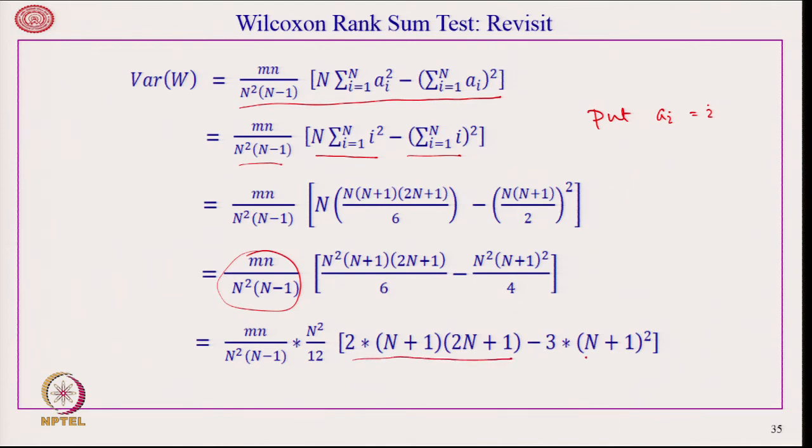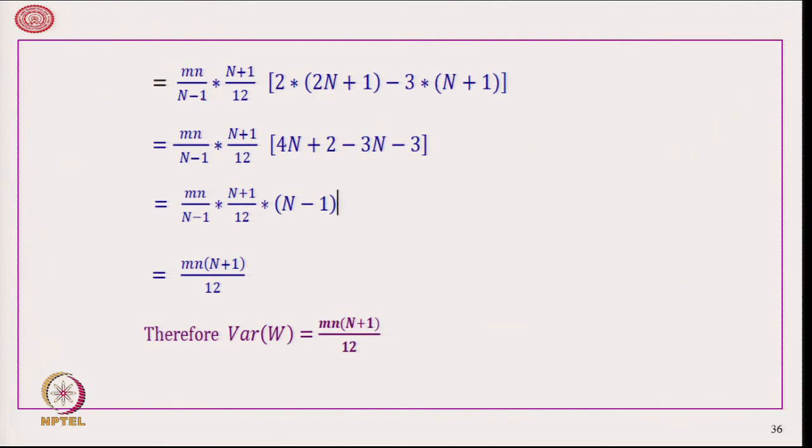minus 3 into n plus 1 whole square, which is equal to mn upon n minus 1 into n plus 1 by 12, 2 into 2n plus 1 minus 3 into n plus 1, which is equal to mn upon n minus 1, n plus 1 upon 12, 4n plus 2 minus 3n minus 3. This comes out to be n minus 1, which cancels with this. Therefore, we are left with mn into capital N plus 1 divided by 12. So, that is the variance of the Wilcoxon rank sum test statistic W. We have used the result, but we proved it today.